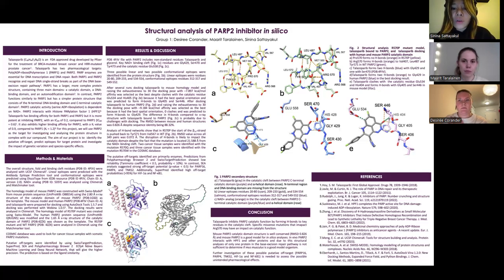That's why further investigation of these possible putative off-targets is needed to assess the possible unintended pharmacological effects.